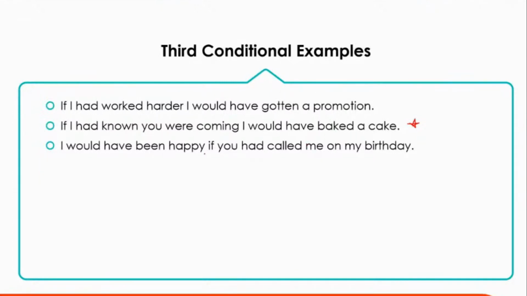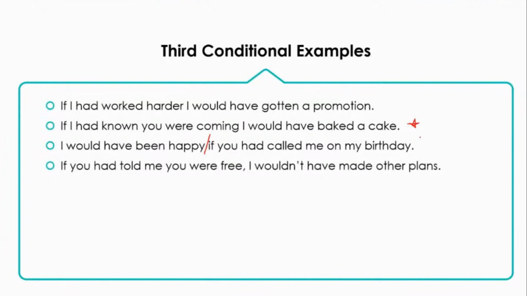So in this form, just like in our other forms, we can take our if clause and our main clause and switch them. So I could say, if you had called me on my birthday, I would have been happy. Or I would have been happy if you had called me on my birthday. Again, all in the past, right? Can't change it, all in the past. And just thinking what could have, would have happened.